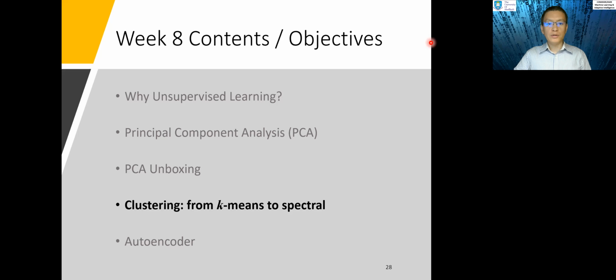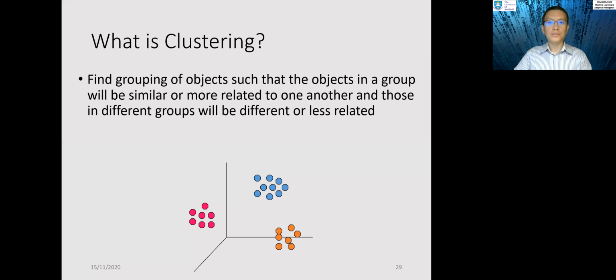Let's now move on to clustering. So what is clustering? Clustering is a fundamental machine learning task aiming to find groupings of objects so that the objects in the same group will be similar or more related to each other, and those in different groups will be different or less related.